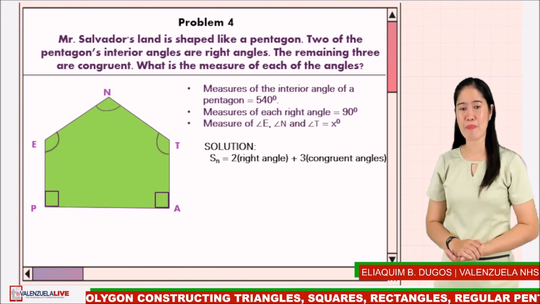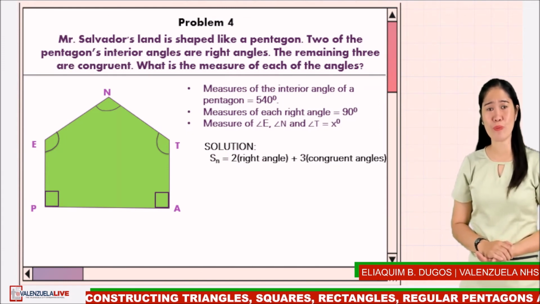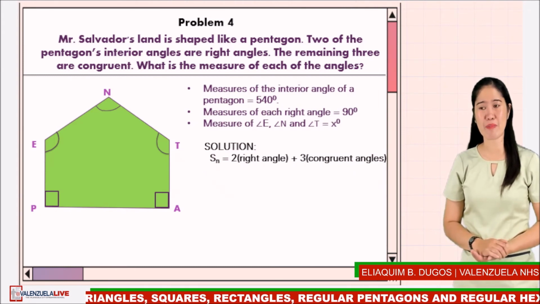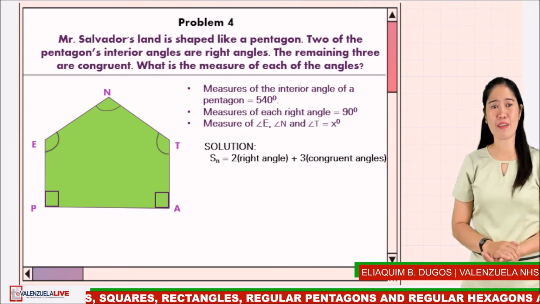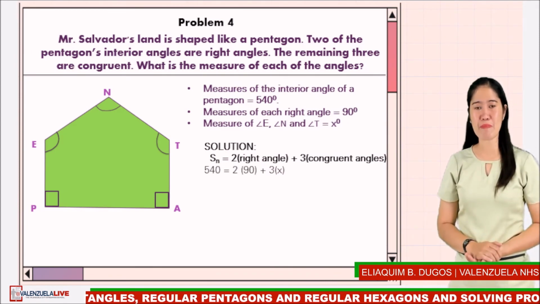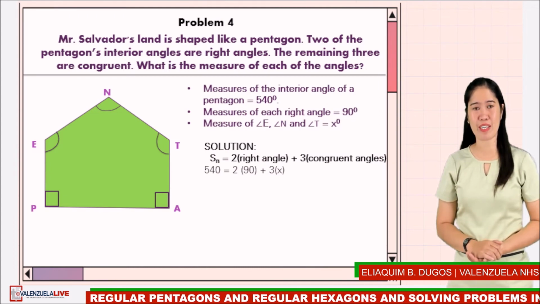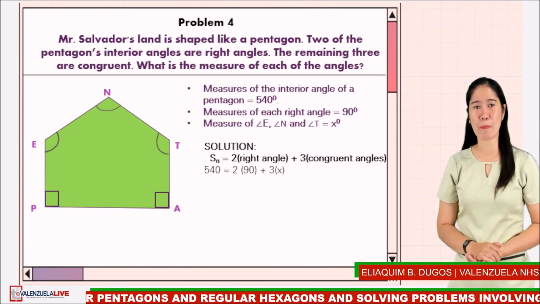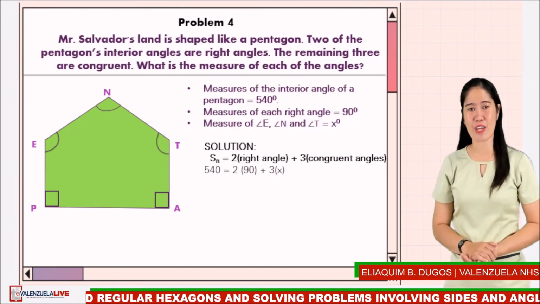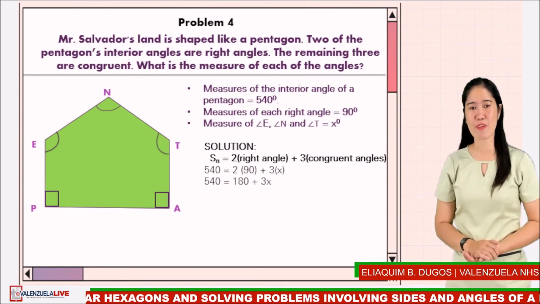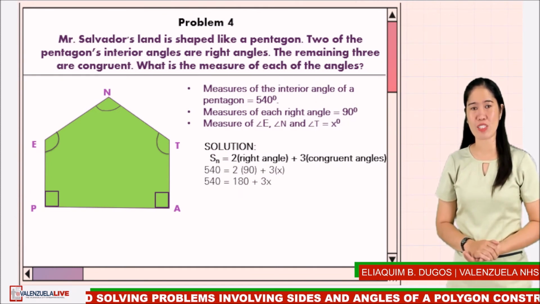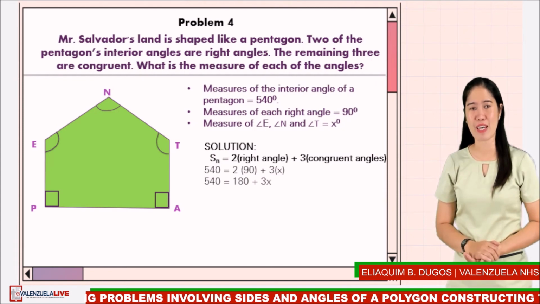we have the formula S sub n is equal to 2 multiplied by the right angles added by 3 multiplied by the congruent angles. Next, S sub n is equal to 540 is equal to 2 multiplied by the measure of a right angle, that is 90, added by 3 multiplied by x. So we have 540 is equal to 2 times 90, that is 180, plus 3 times x, that is 3x.